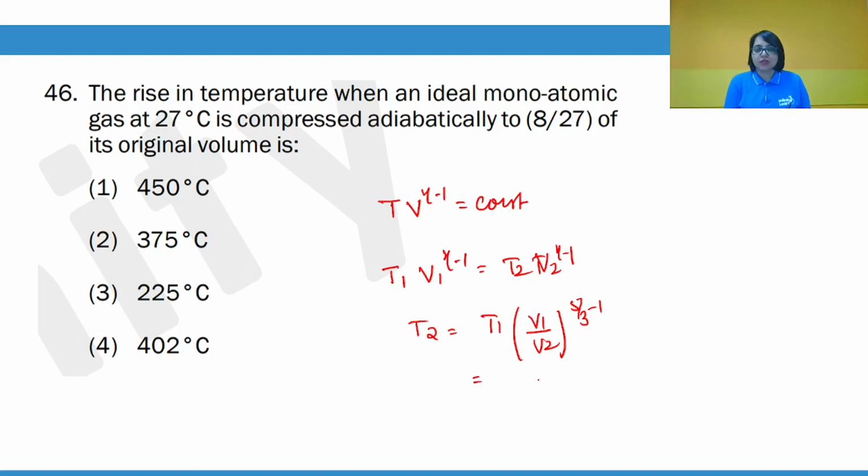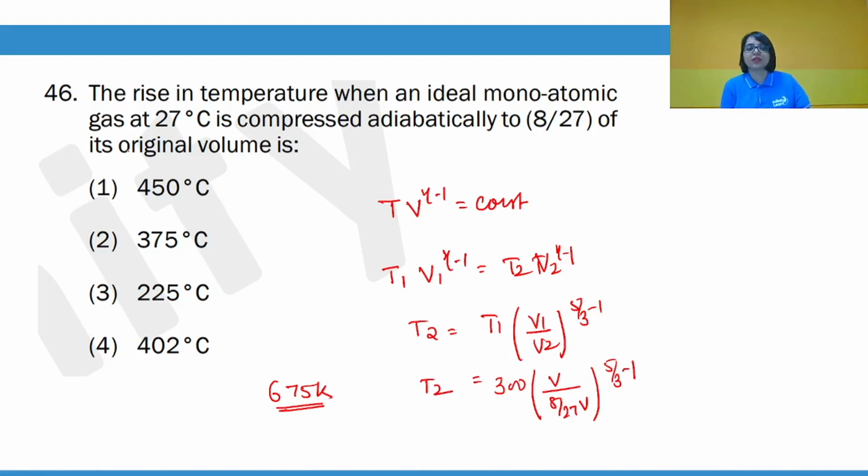So V1 is V, so V2 is 8 by 27 of V, right? T1 is 27 degrees Celsius, so it is 300 Kelvin, and it is V upon 8 by 27 V power 5 by 3 minus 1. So after solving this value, you'll get T2, and that is 675 Kelvin. So for the change in temperature, you'll have to convert this into degrees Celsius and subtract it from 27 degrees Celsius. So you'll get your correct answer as option 2, that is 375 degrees Celsius.